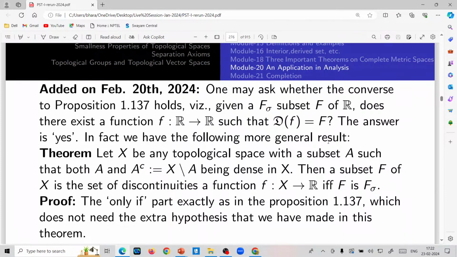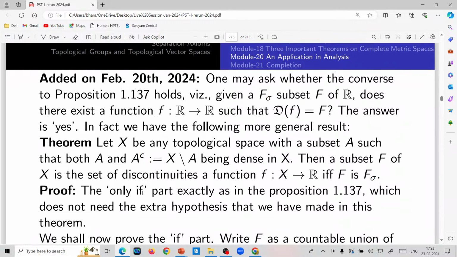So for the converse, you need this extra hypothesis. Now you can offer the answer without this extra hypothesis, which is true. Easy examples can be given wherein this is not true. But can you really force this? That is a different question. There may be other kinds of properties which may also ensure this. So that is still an open question.